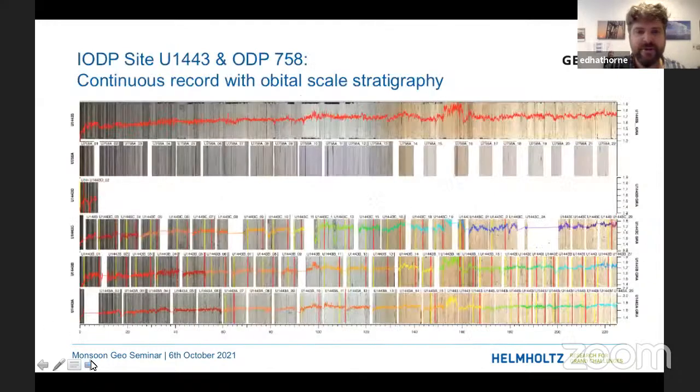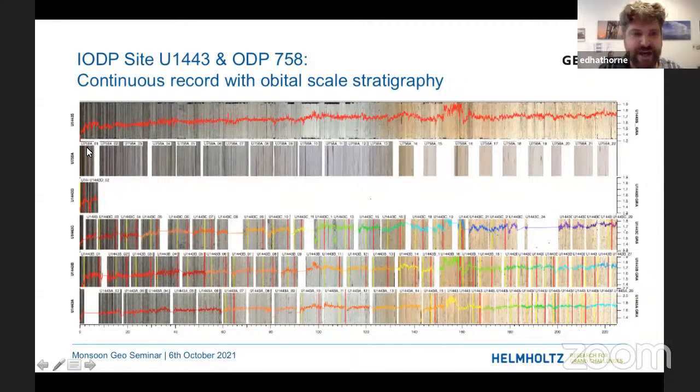So with that in mind, let's talk about the records. IODP Site U1443 is a redrill of ODP Site 758. And what we did is we had three main cores and a fourth hole for the top. And when we piece these all together, this is the color scanning images here and the GRA data, we get this continuous splice on the top here.